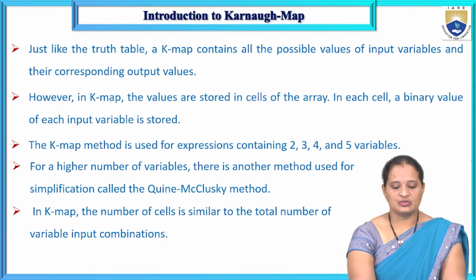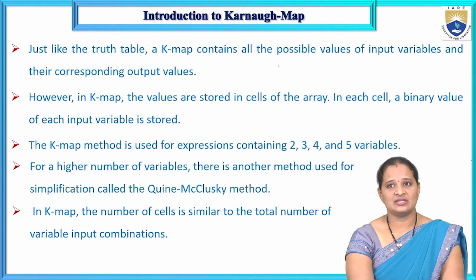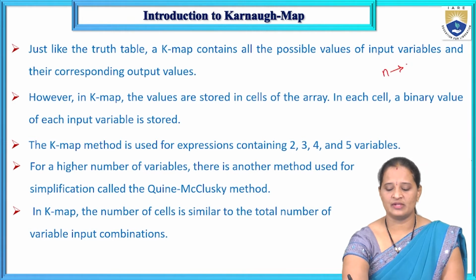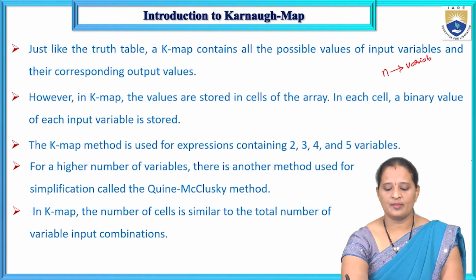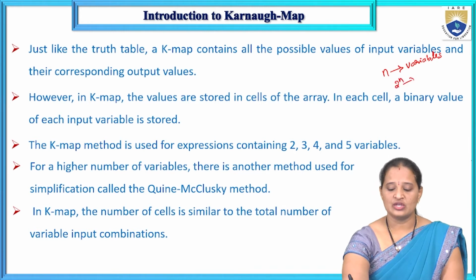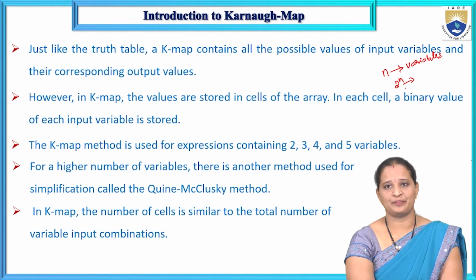Just like a truth table, a K-map contains a number of cells. Each cell represents one of the possible combinations of input variables. For example, if we have an n variable function, the possible number of input combinations is 2 power n. So for each combination, we'll have a cell in the K-map.